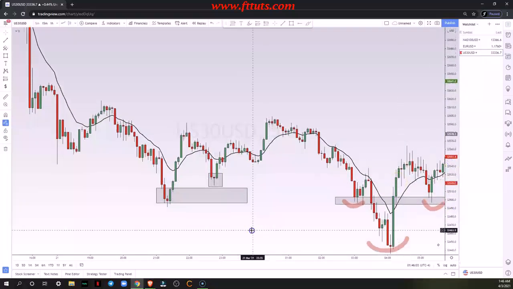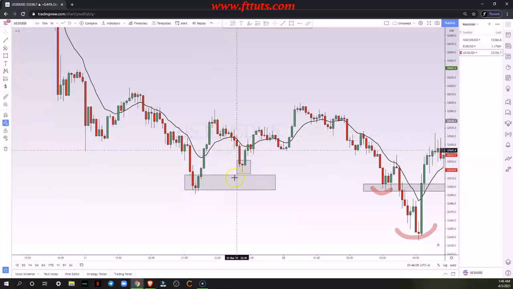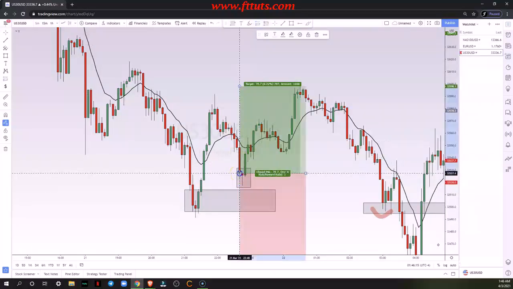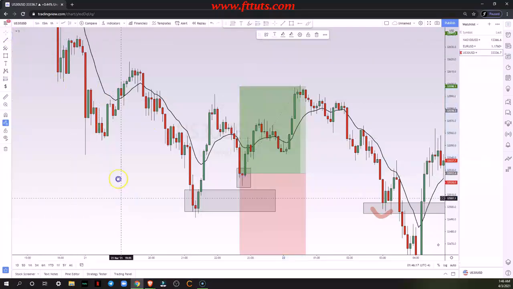This is just a regular setup. Demand came back to demand. We have our rejection candle that we love. Okay, that's good. And then we will be getting in for the buy right here. Getting in for the buy.